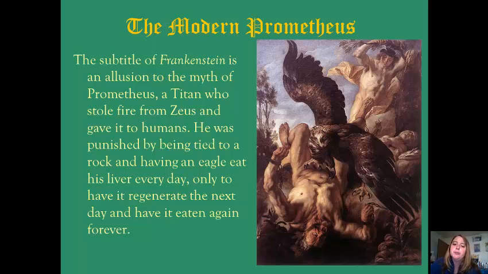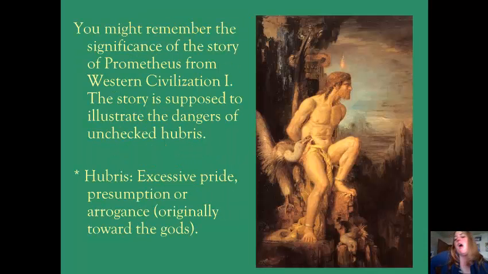He gets tied to a rock, and an eagle shows up every day, pecks out his liver, and it regenerates overnight, and it happens again and again every day for the rest of eternity. We can imagine he's still out there chained to a rock somewhere. So if you remember the story of Prometheus, the thing that you might remember about it is hubris. We'll talk more about hubris when we get to Antigone next week.